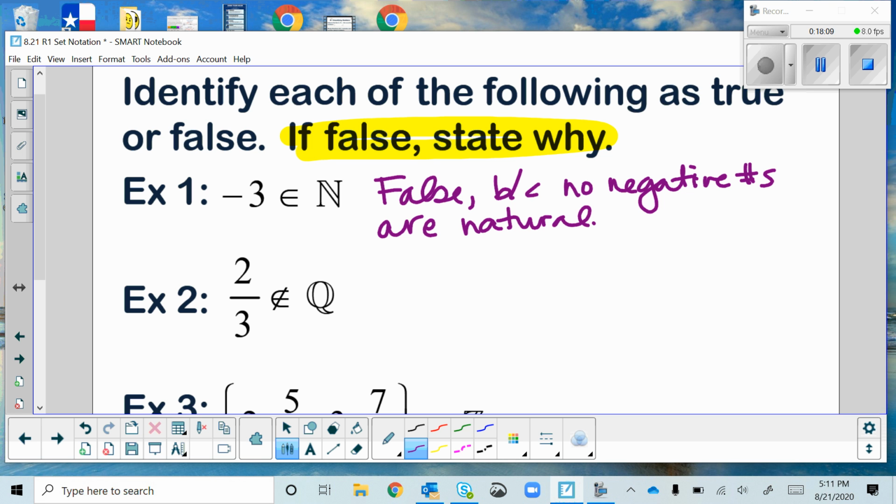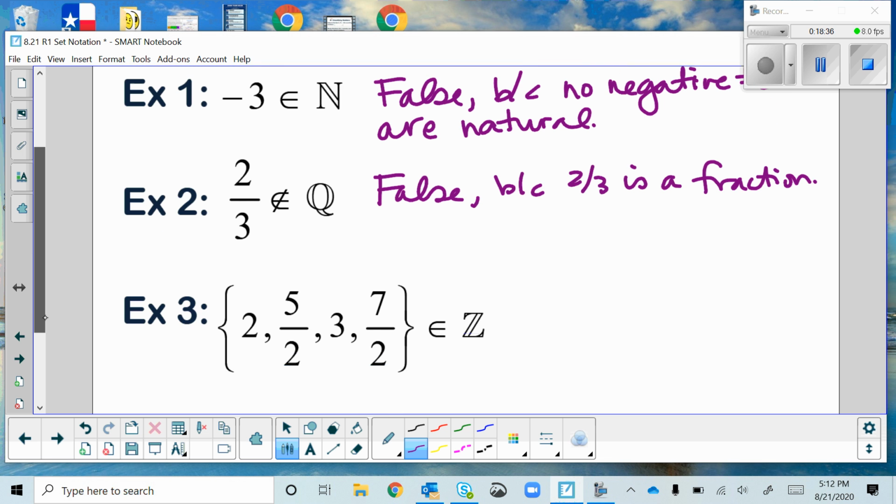Number 2 is false. It says 2/3 is not rational, but it absolutely is, right? It passes the fraction test. So you can say false because 2/3 is a fraction. I'm okay with a simple answer like that. A better, more technical answer would be because 2/3 is a fraction and all fractions are rational, or all fractions belong to the rational numbers or something like that.